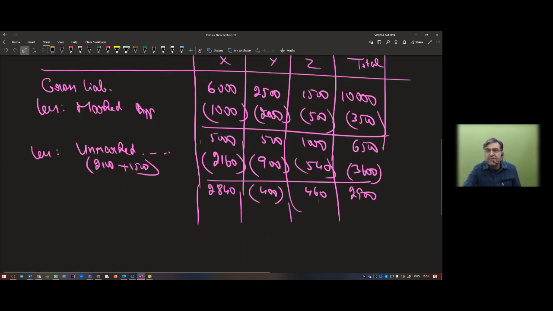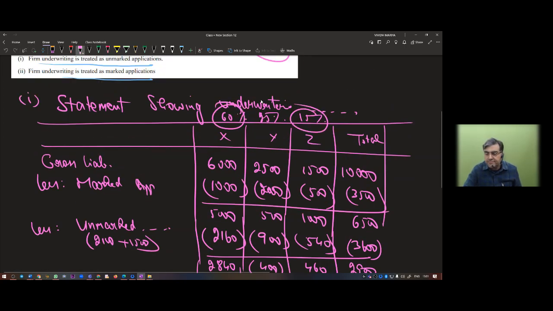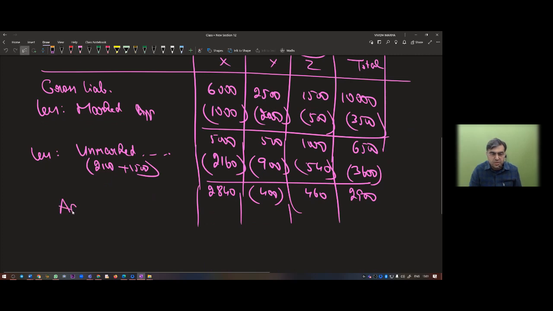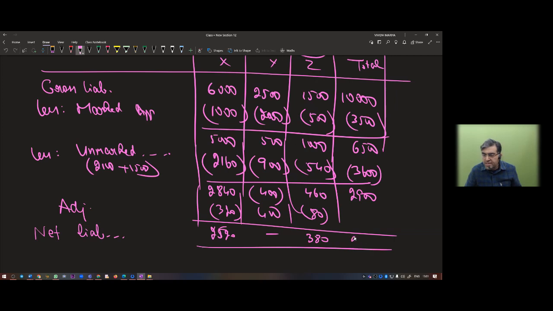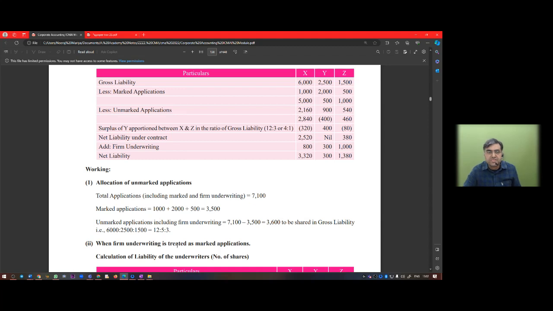Now negative will go in the ratio of 4:1 adjustment. 320 and 80. Net liability excluding firm: 2,520, nil, and 380, and the total is 2,900. That makes the answer perfect, guys. See the answer here, 2,520. Done. Good luck.